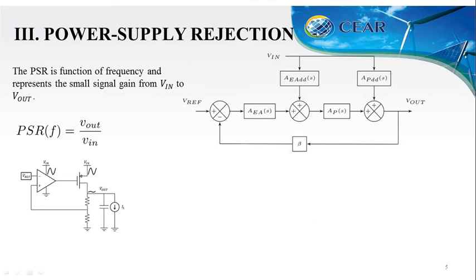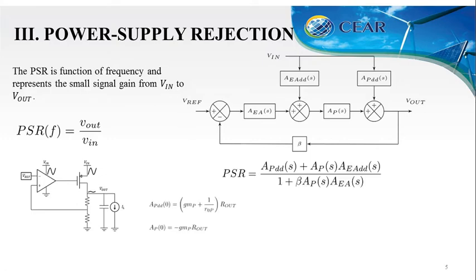This block diagram can be used to calculate the PSR of the LDO, where AEA is the gain of the error amplifier, AEADD the PSR of the error amplifier, AP is the gate-to-drain gain of the PMOS transistor, and APDD is the source-to-drain gain of the PMOS transistor. Considering an ideal reference voltage, you can get this formula. At low frequencies, we can use those formulas for the PMOS transistor. And putting these formulas into this one, we got this formula for the LDO PSR.